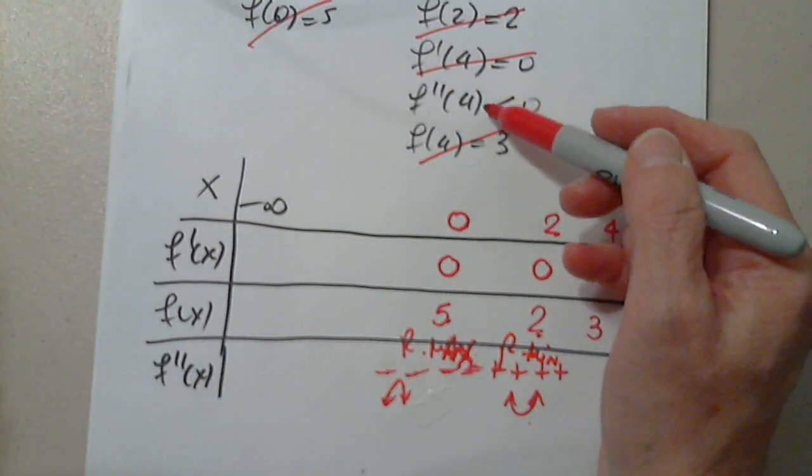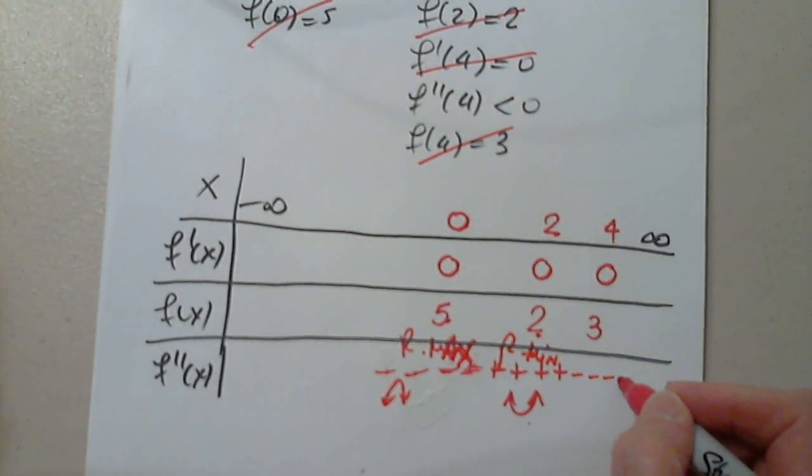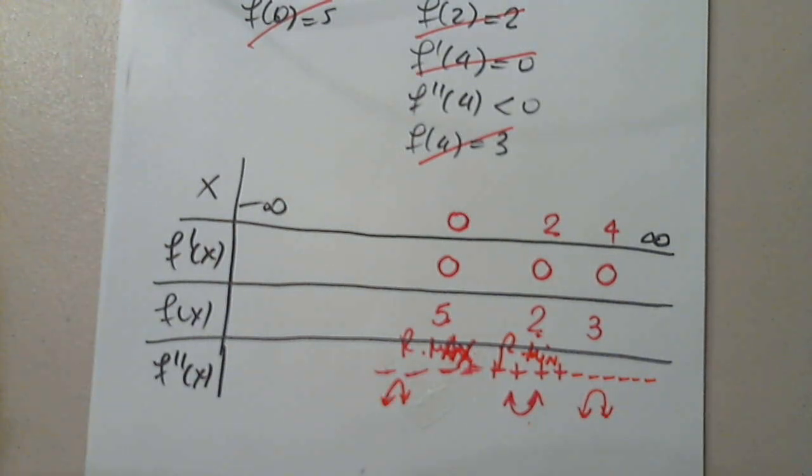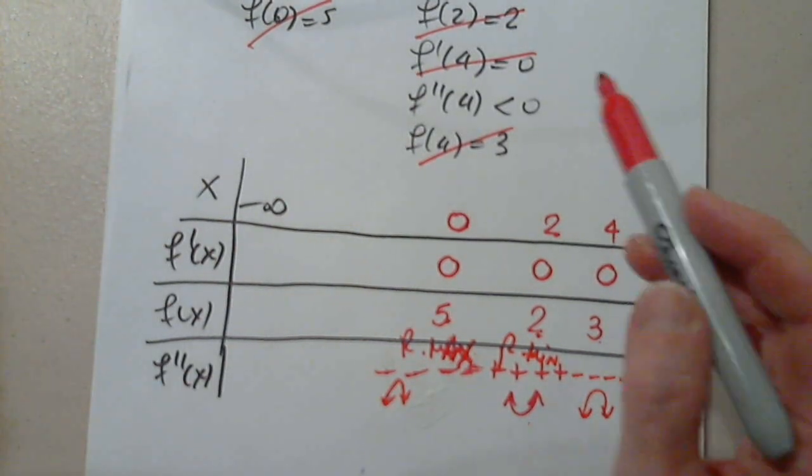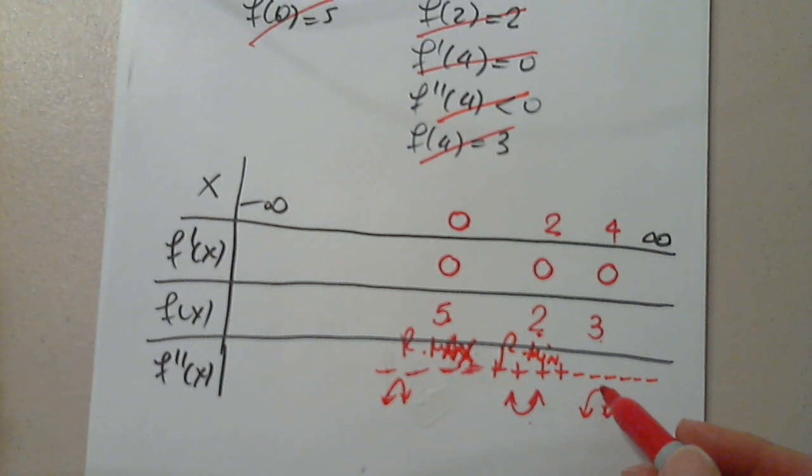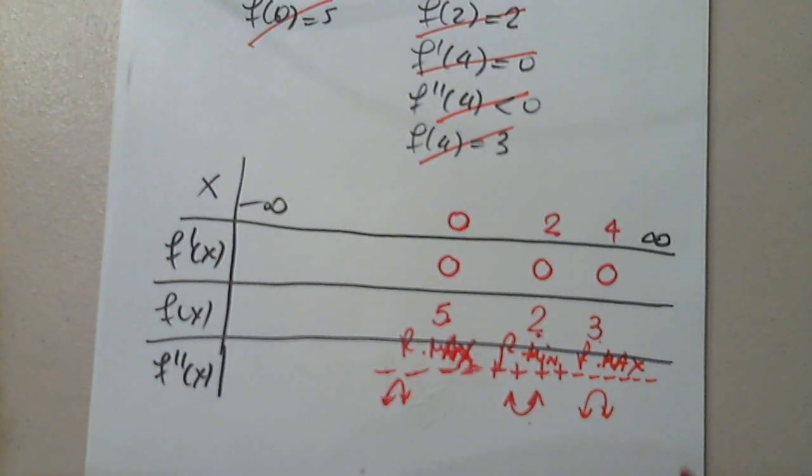The second derivative at 4 is less than 0. What type of point is 4, 3? Maximum. Yes, relative max. That's it. The whole thing now is extremely clear.